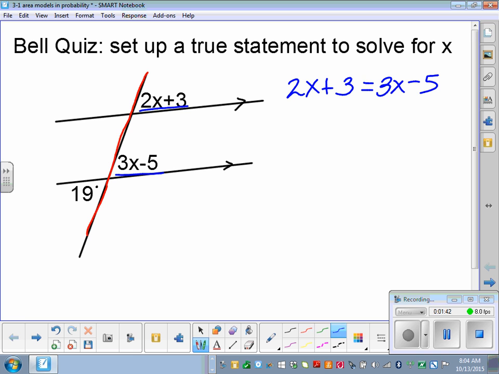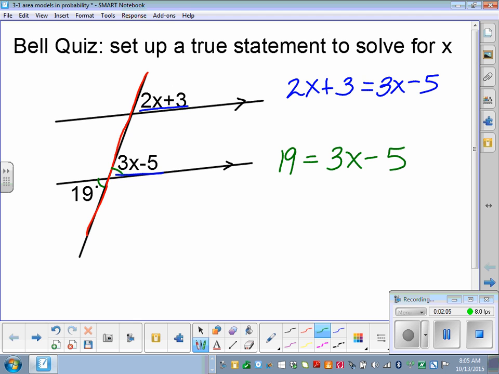Okay, what about this thing? What about these two angles right here? This angle and this angle, what kind of angles are those? Vertical angles, very good. So would it be true to say what about vertical angles? They're equal, good. So 19 is equal to 3x minus 5. Okay, so those are two true statements, and then we could solve for x.